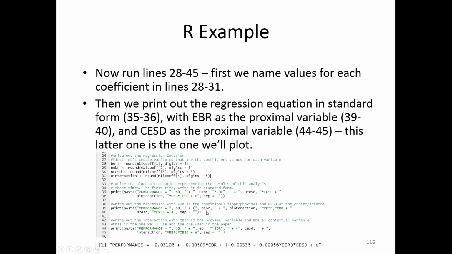Okay, so B0 plus B EBR. The quotes just represent what text is actually going to be displayed, and if it's without quotes, then it's referring to one of these up here. Plus CESD. Then write out the interaction in the other way. Basically, these just write out the interaction model in different ways.